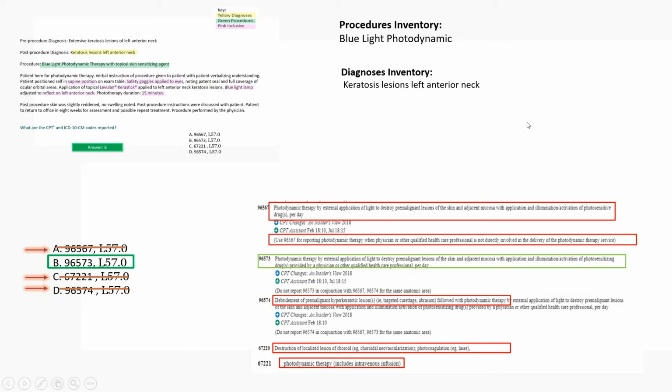So the correct answer would be 96573, which will be photodynamic therapy by external application of light to destroy the pre-malignant lesion of the skin and adjacent mucosa with application of illumination or activation of photosensitizing drug provided by a physician or other qualified healthcare professional per day. So hope that one was clear, coders. How do you feel about that scenario?